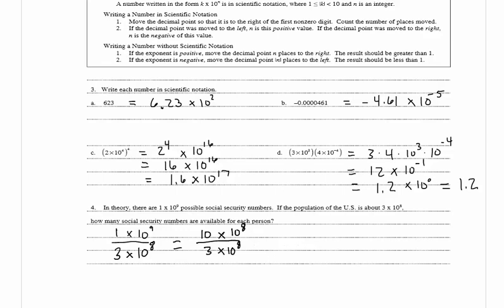And now our 10 to the 8ths are going to cancel. 10 to the 8th over 10 to the 8th is equal to 1. So we're left with 10 over 3, which is equal to 3 1/3. So we could say that there's 3 Social Security numbers per person in the United States. And that's our video on scientific notation.